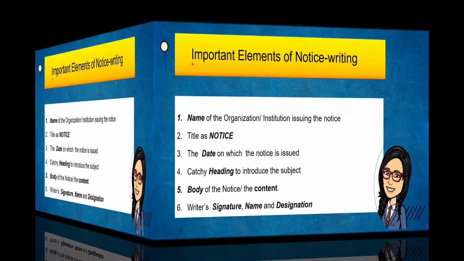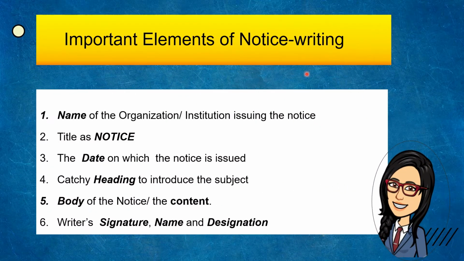Let's have a look at the important elements of notice writing. First, name of the organization or institution issuing the notice. Then comes the title as notice. Here all the letters should be in capital. Then comes the date on which the notice is issued. Then catchy heading to introduce the subject. After that, body of the notice or the content. And finally, writer's signature, name and designation. Let's see each of these elements in detail.